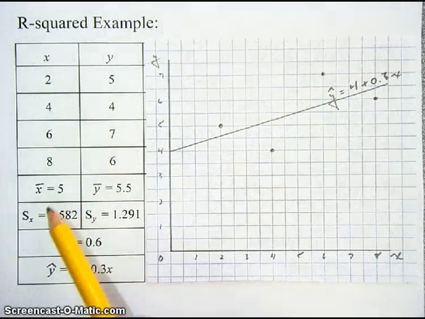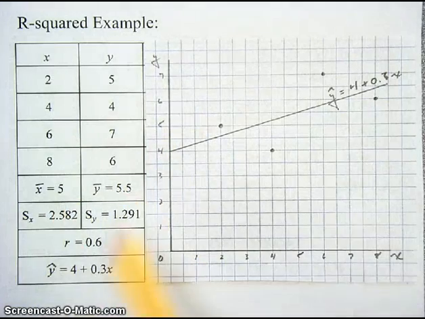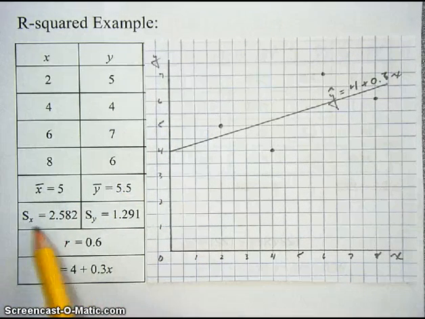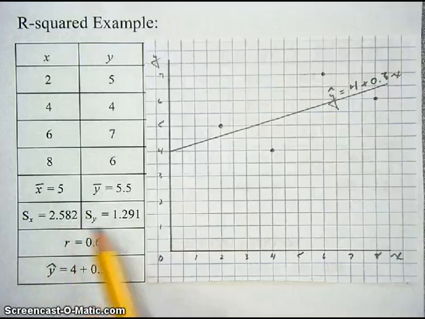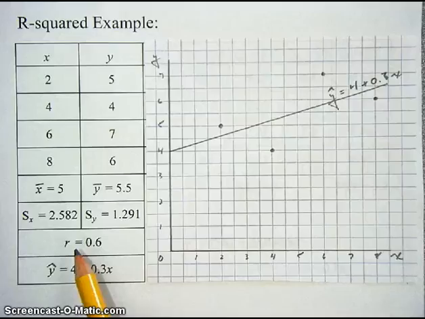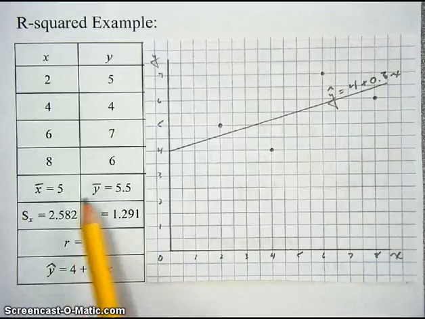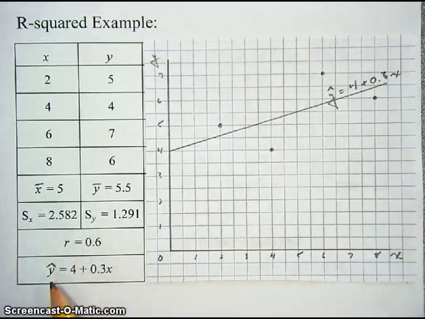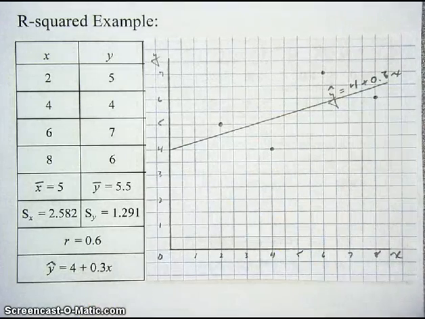The mean of the x values is 5. The mean of the y values is 5.5. The standard deviation of the x's is about 2.582, and the standard deviation of the y's is about 1.291. And the correlation between x and y is 0.6. If you use those summary statistics, you can calculate the equation of the best fit line to be y hat equals 4 plus 0.3 times x. And I've drawn that best fit line in the picture as well.